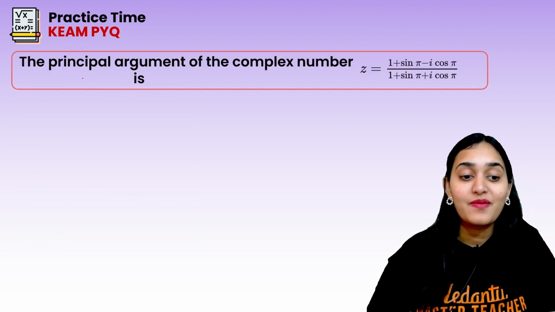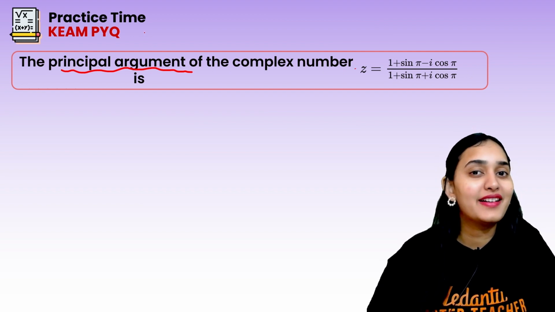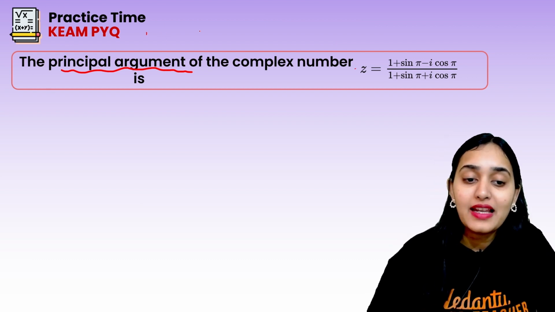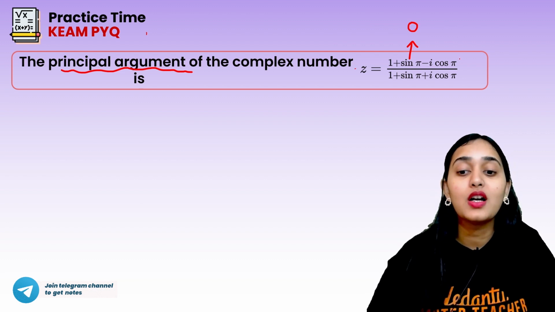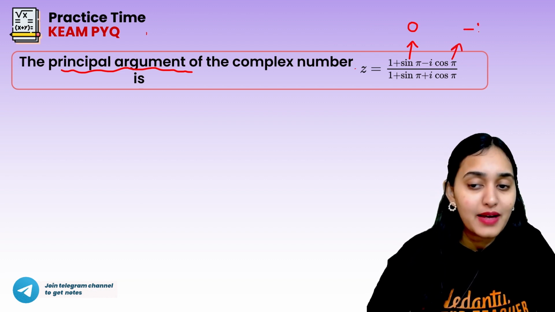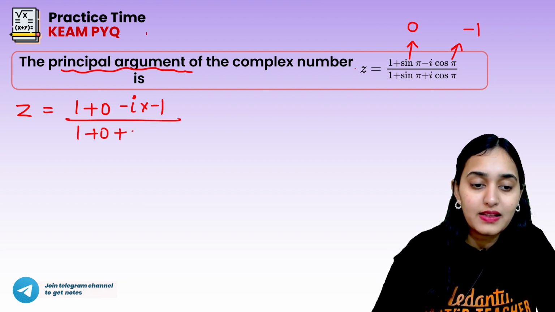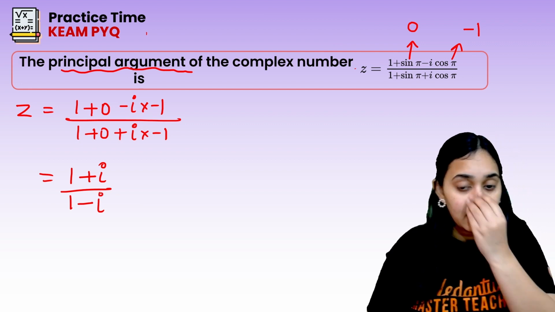Okay. Next, what is the principal argument of this complex number? See, every year they will ask you principal argument. First, what is the value of sin pi? 0. You should know trigonometry values. What is the value of cos pi? Minus 1. So, therefore, z is 1 plus 0 minus i into minus 1. 1 plus 0 plus i into minus 1. So, you get 1 plus i upon 1 minus i. Now, what do you do?